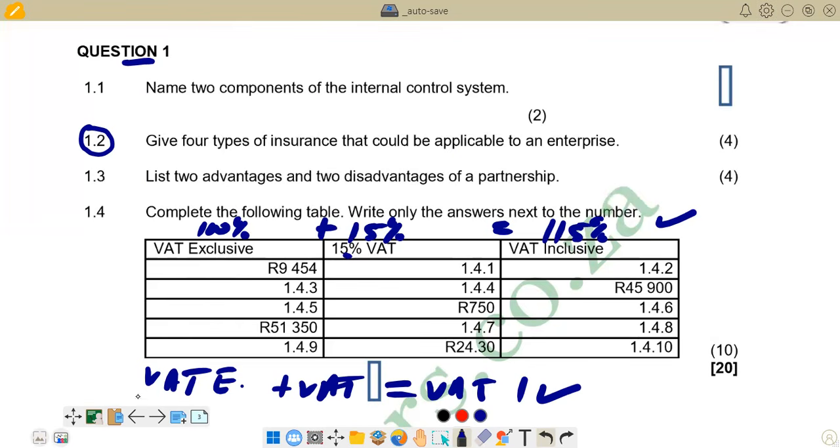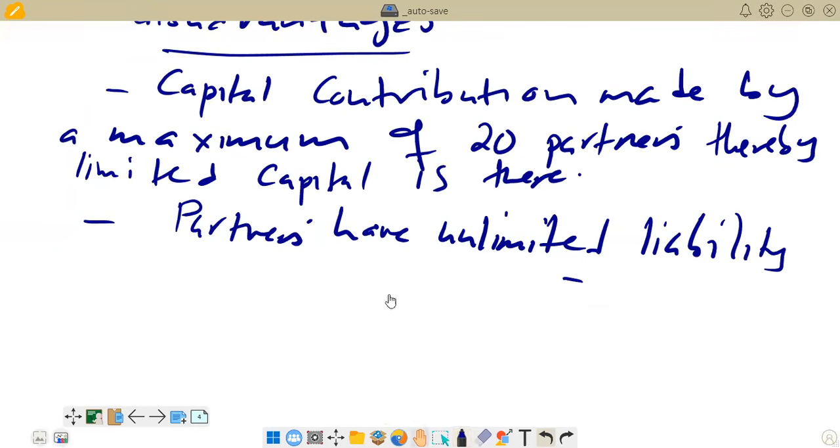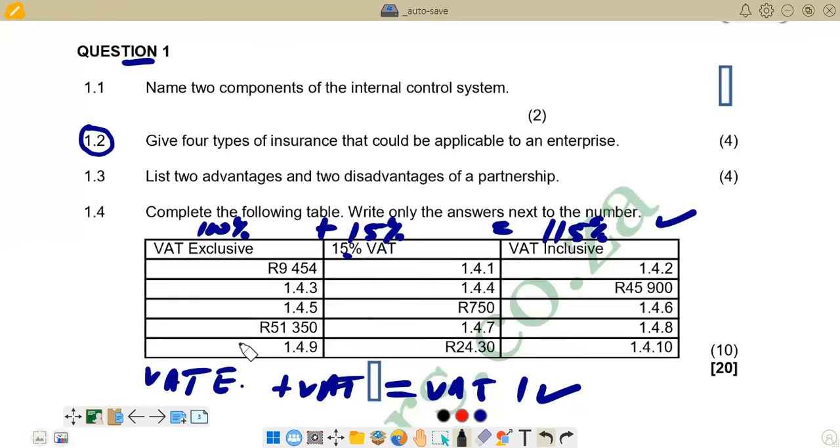So we can go to 1.4. We are now on 1.4. On the first part, on 1.4.1, we are using proportion, whereby we are saying, let's just check the figures that we have there. We have 100% equal to 9,454.